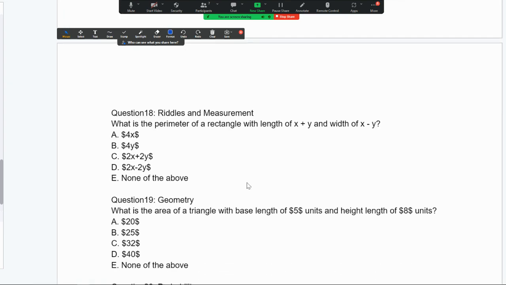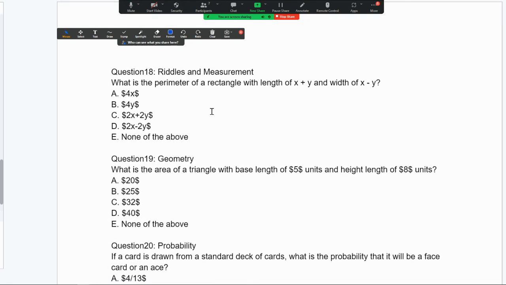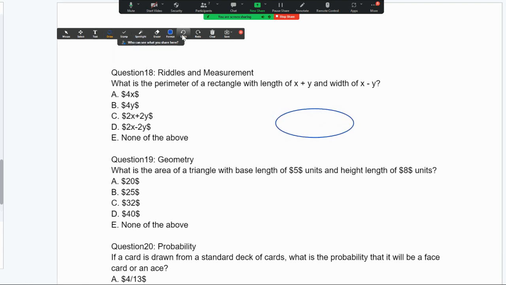Let's go into question number 18. Riddles and measurements. All right, this one here has got dollar signs everywhere. It says, what is the perimeter of a rectangle? Let's look for the answer that is best fitting this one. Let's draw a rectangle. We've got x plus y will be the length because it's longer. x minus y is the width. The perimeter is the sum of it.